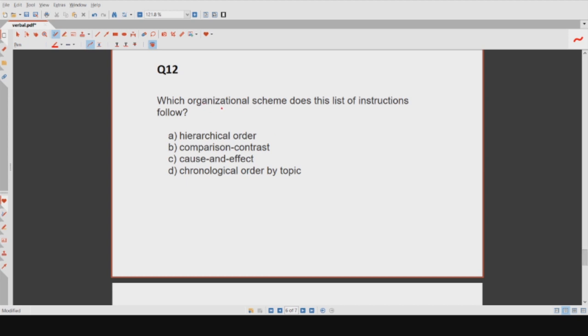Question 12. Which organizational scheme does this list of instructions follow? Hierarchical order, comparison contrast, cause and effect, chronological order by topic. The answer for this will be chronological order by topic.